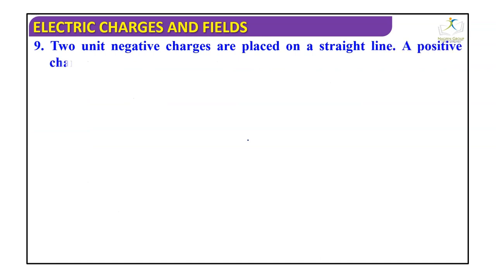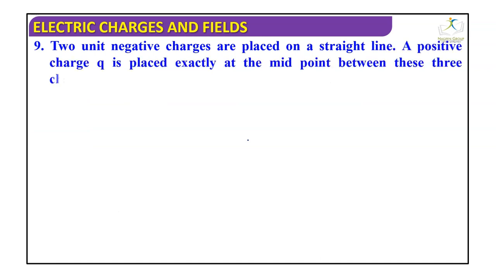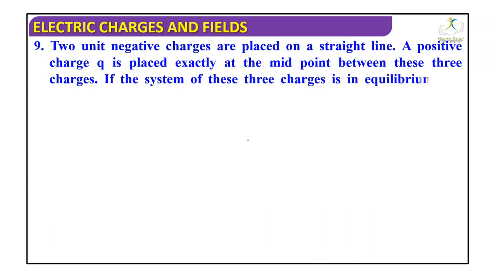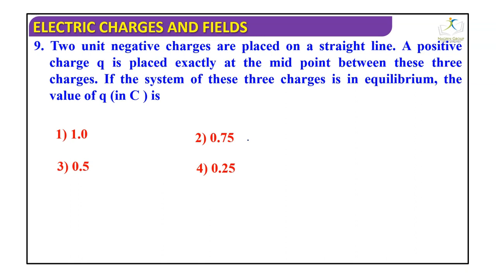Two equal negative charges are placed on a straight line. A positive charge Q is placed exactly at the midpoint between these charges. If the system of these three charges is in equilibrium, the value of Q is? Let us see the solution of this question. So Q is equal to plus Q naught by 4, that is 1 by 4 times, which comes to 0.25. According to that, the fourth option is the right answer.